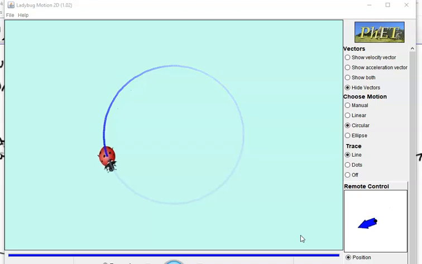The frequency would be the inverse of that. So we do 1 over 5 seconds, so 1 divided by 5 gives us 0.2 inverse seconds, or 0.2 hertz. That means that the ladybug gets 2/10 of the way around the circle every second.